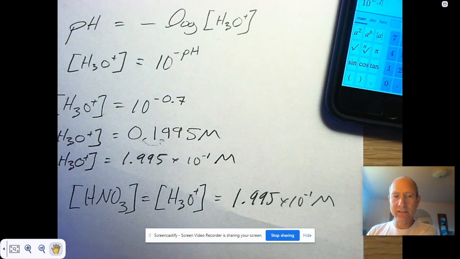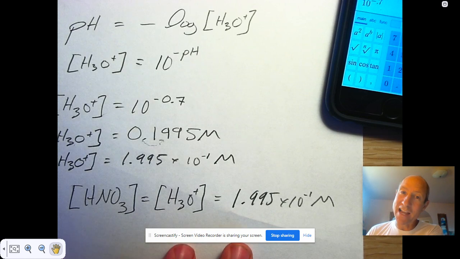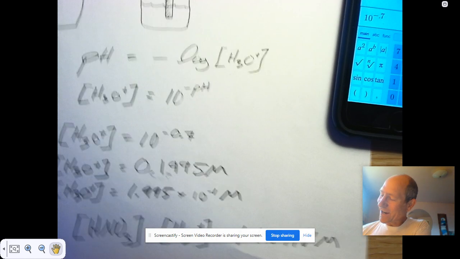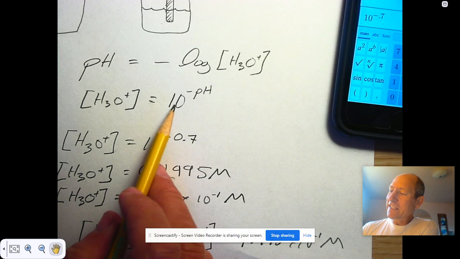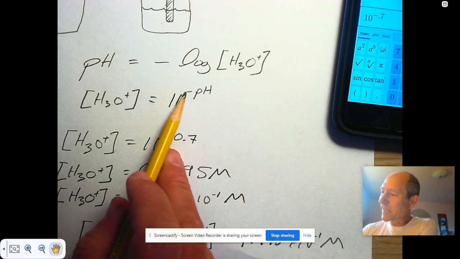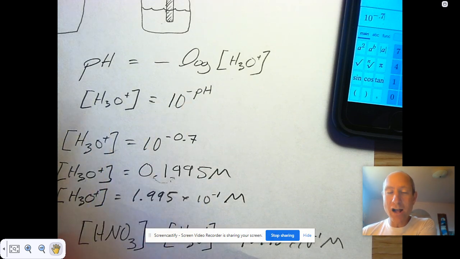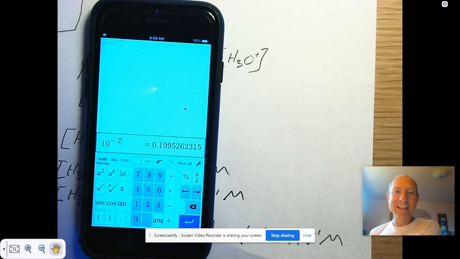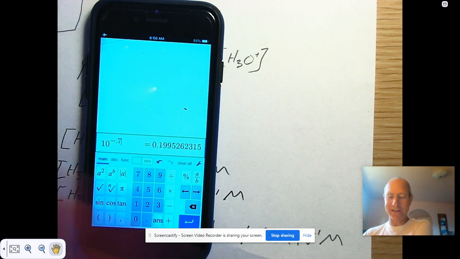Sounds super confusing, but it's actually kindergarten. All you got to do is take 10 and put it to the negative pH power. The hard part is learning how to do that on your calculator, but I just showed you guys so you can practice and get super buff at it.